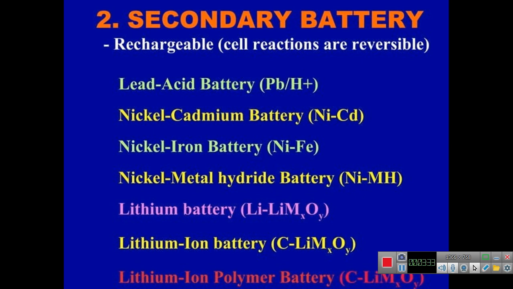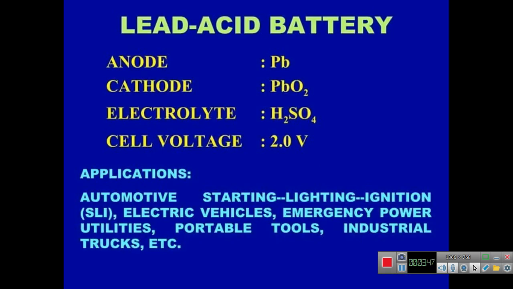So these are the types of secondary batteries: lead acid battery, nickel cadmium battery, nickel iron battery, nickel metal hydride battery, lithium ion battery, and lithium ion polymer battery. Lead acid battery: the anode is lead, cathode is lead dioxide, electrolyte is H2SO4, cell voltage is 2 volt. Applications: automotive, starting lighting ignition, electric vehicle, emergency power utilities, portable tools, industrial trucks, etc.